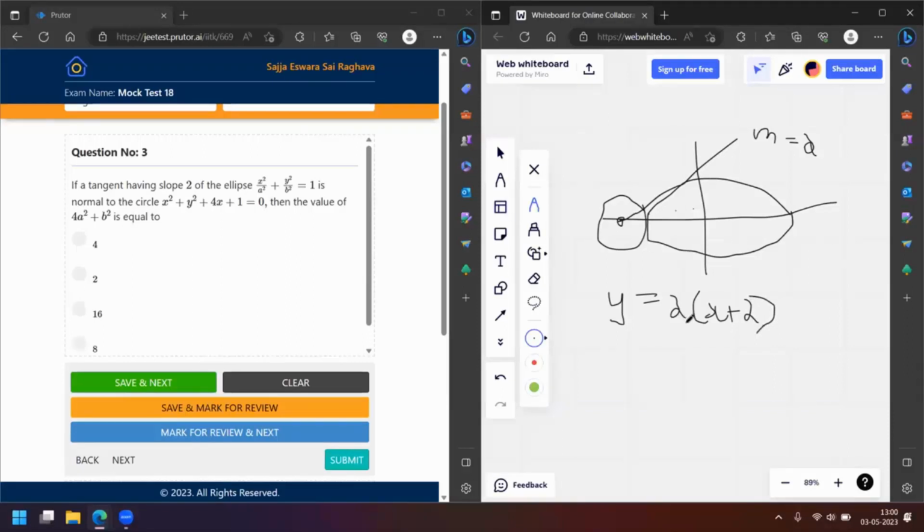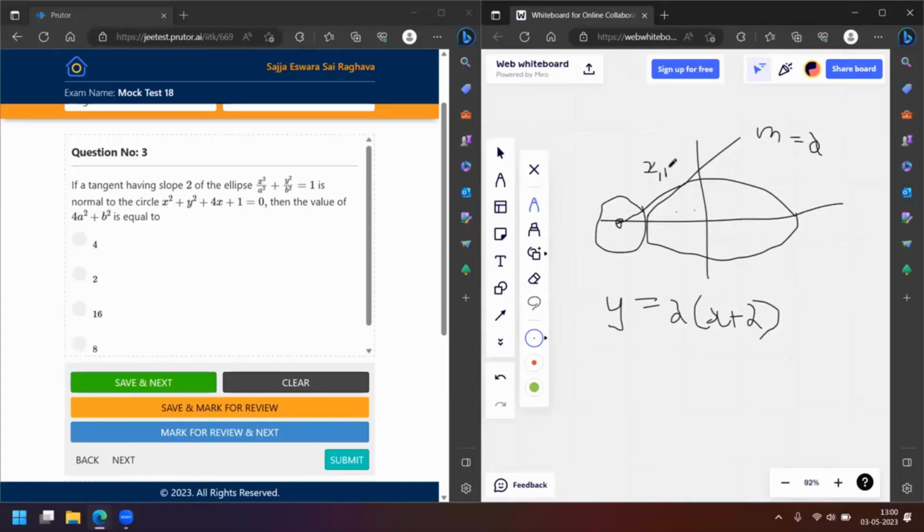Suppose the tangent is drawn at the point x1, y1. If you remember, the tangent at x1, y1 will be of the form x x1 by a squared plus y y1 by b squared equal to 1. So these two are the same. For our x1, y1, we should get the above line.